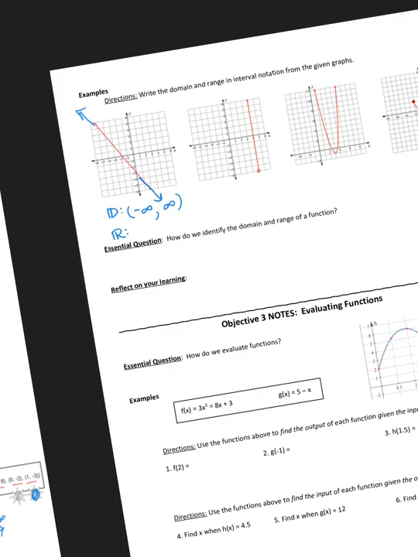Okay, for the range, what's the lowest possible value here? Well, it continues to go down and down and down. So it's from negative infinity, and then it's going to continue to stretch up and up and up, towards a positive infinity.